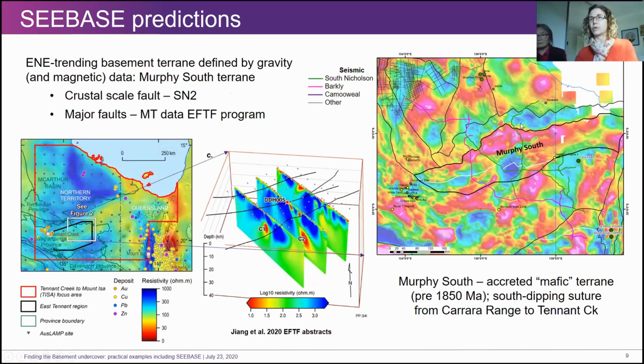So I've highlighted, we broke the Murphy province into a north and south terrain based on this paired negative positive gravity anomaly. So you can see what I'm really highlighting here in this Murphy South terrain. And it's clearly higher density. We interpret it as an accreted mafic terrain, and we're talking about a very early accretion, well before 1850, maybe well before that. We interpreted the suture to be south dipping. And that's now confirmed from both the seismic line we were just looking at, and again from the MT data, and the detailed MT data highlights the south dipping structures on the southern margin.